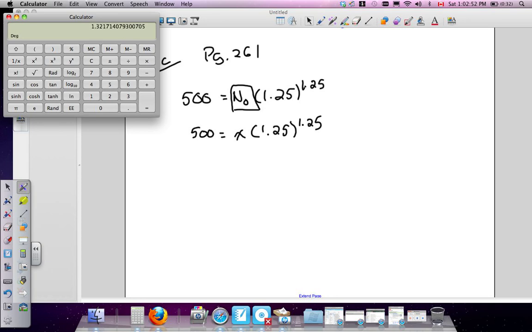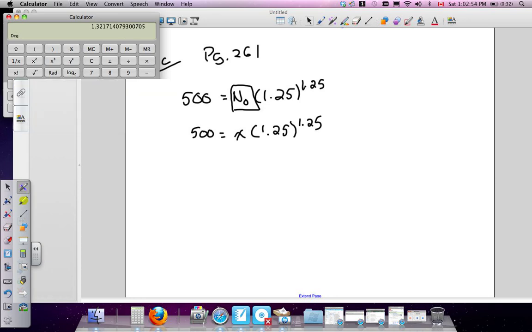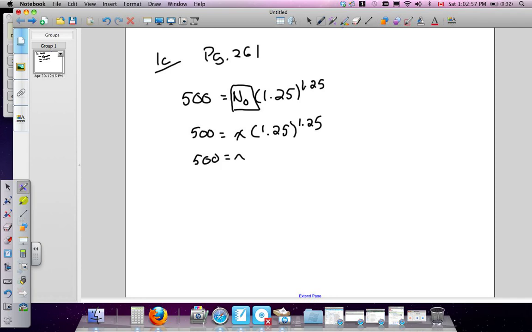1.3217. Okay, so 500 equals 1.3217 times x. Because it says multiply by x, we're just going to divide both sides by 1.3217. All this is solving for x. That's not hard. It's pretty straightforward.